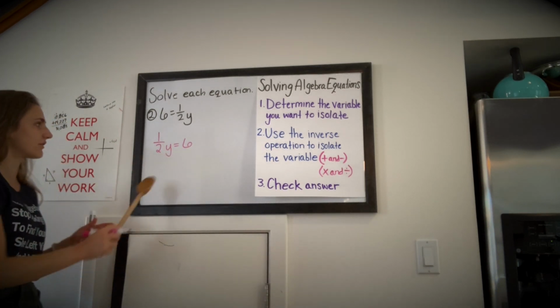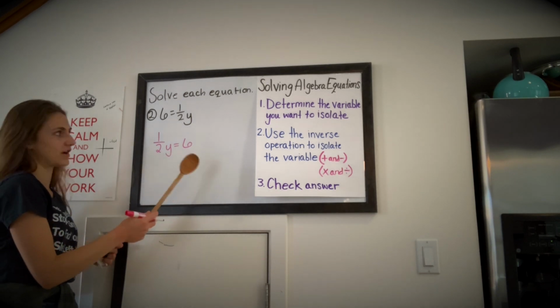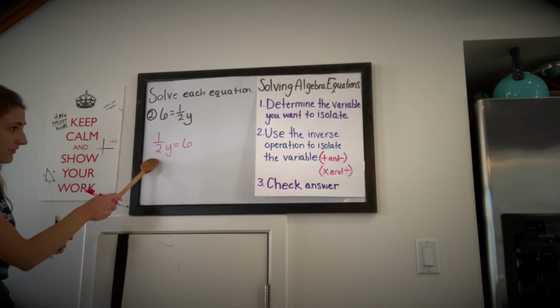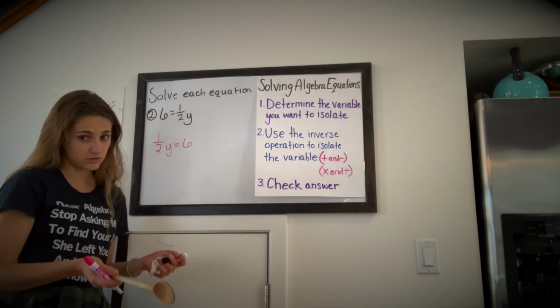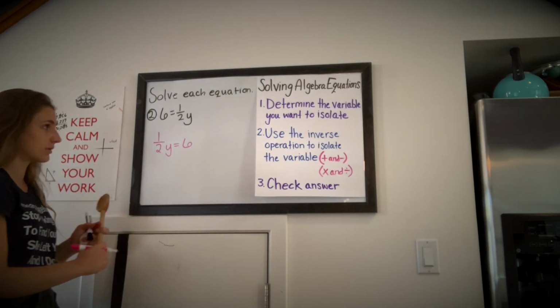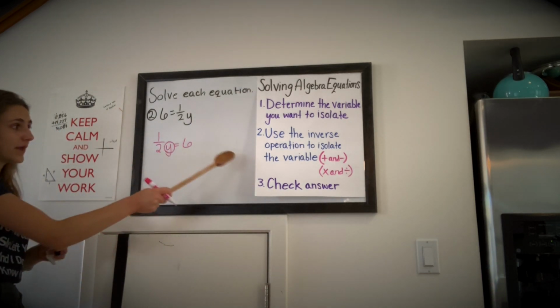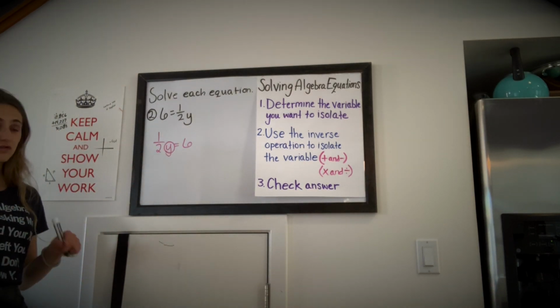Because they're equal to one another. It doesn't matter what's on the left side and what's on the right side as long as they stay the same, okay? So even though we have a fraction, we still are going to follow these same 3 steps. First, we need to determine the variable that we want to isolate. In this case, it is y. Then we need to use the inverse operation to isolate it.